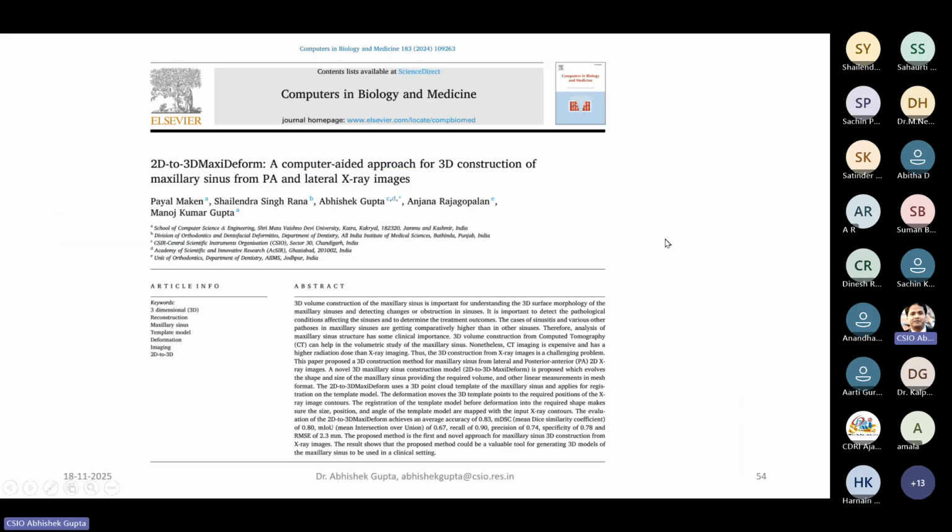So this is the outcome of our work. We have published an article in the journal Computers in Biology and Medicine. We also filed an Indian patent, which is under review.